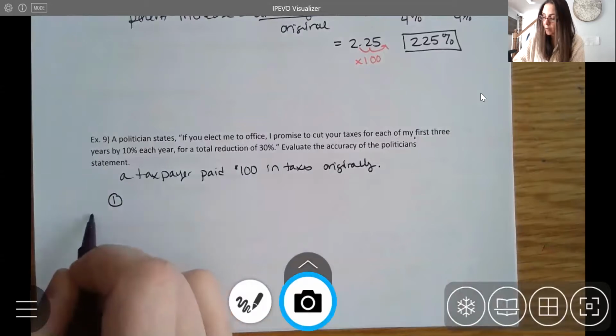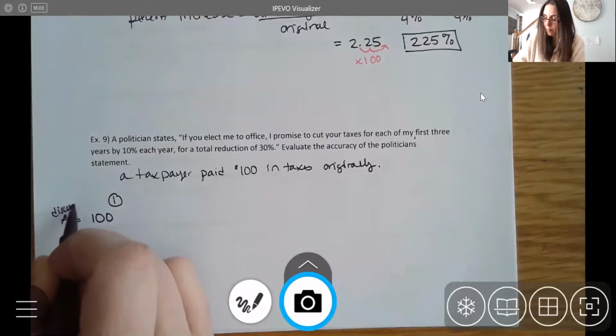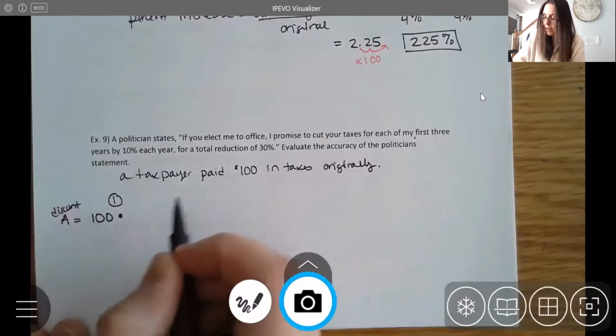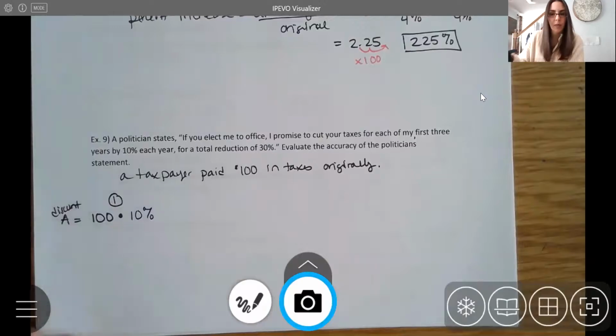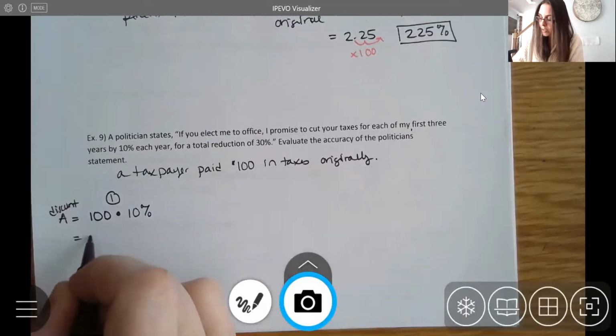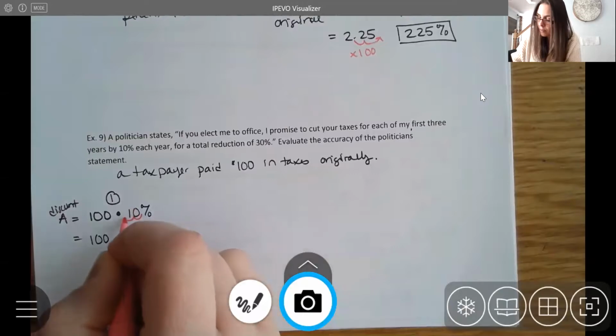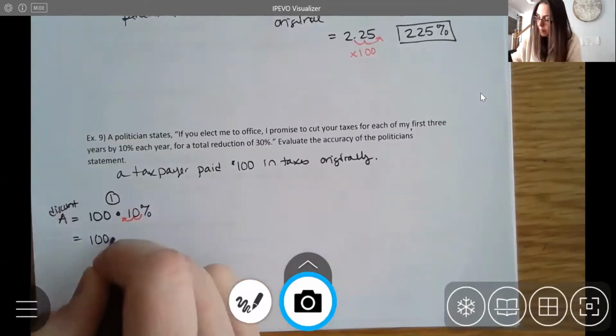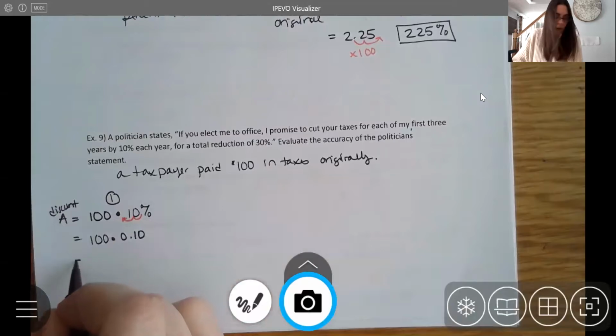So I take my $100 that I usually spend, so my discount amount, and I multiply it by that percent off. So we're going to save 10%, or you can write it the other way, put the percent first. So I take that $100. Now 10%, make sure you put this in your decimal form. So you're multiplying by 0.10. And what you get here is $10.